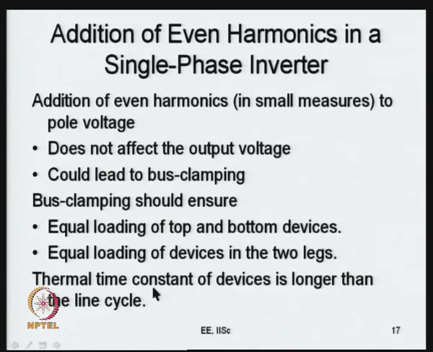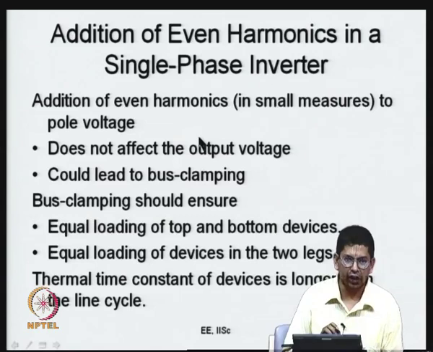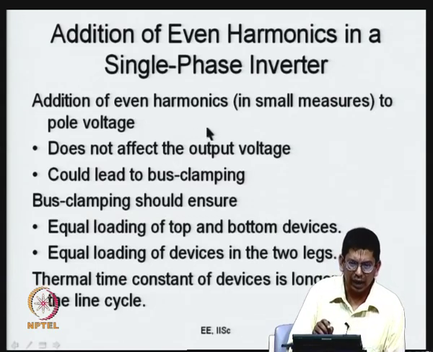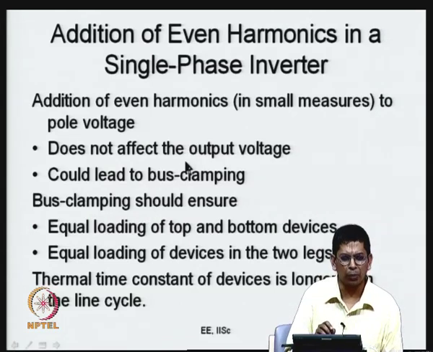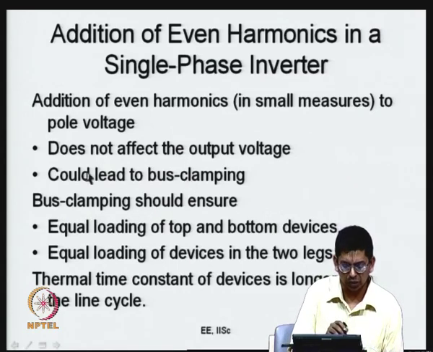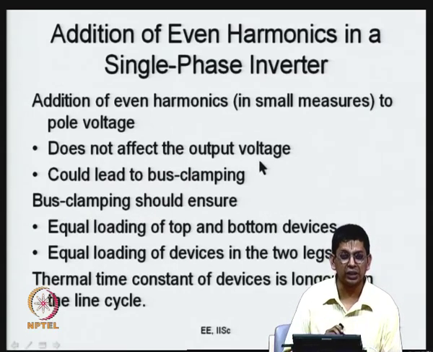So, some comments on the even harmonic now. It is possible to add even harmonic. There are two sine waves for A leg and B leg which are phase shifted by 180. You can add a small amount of even harmonic, provided the peak values of the two waveforms do not go beyond plus Vp or minus Vp. So, that does not affect the output voltage as long as you add it in small measure, because the difference between the two modulating signals should still be the same.